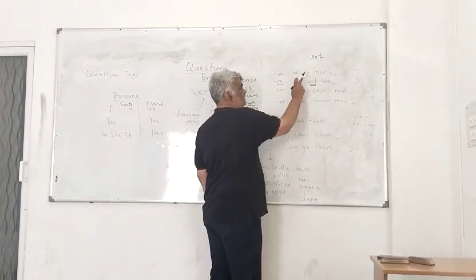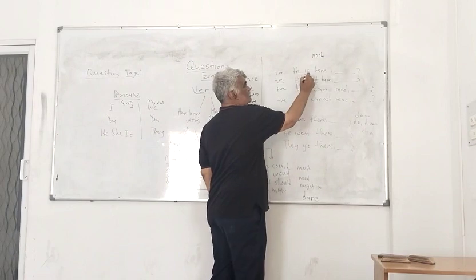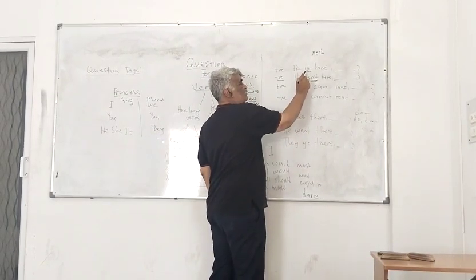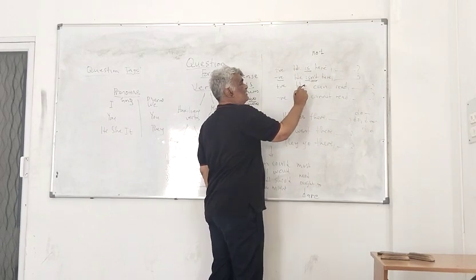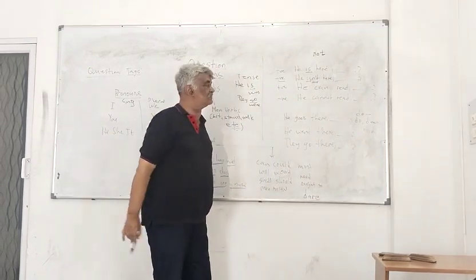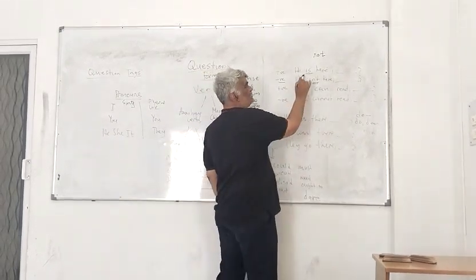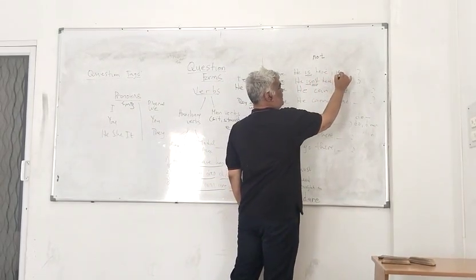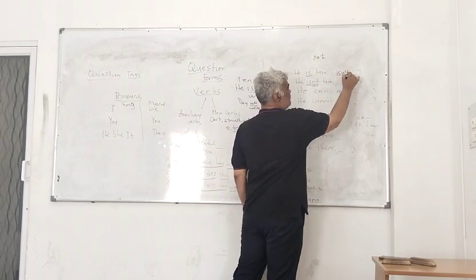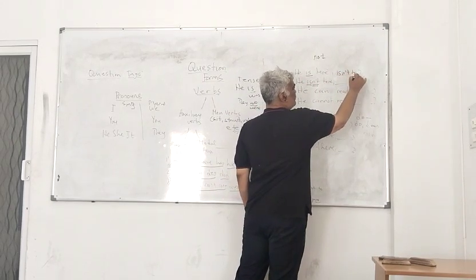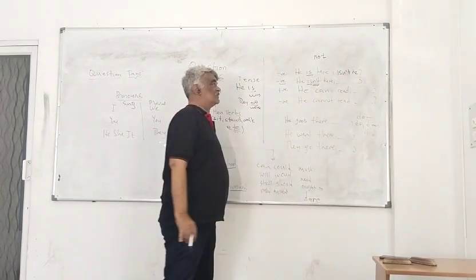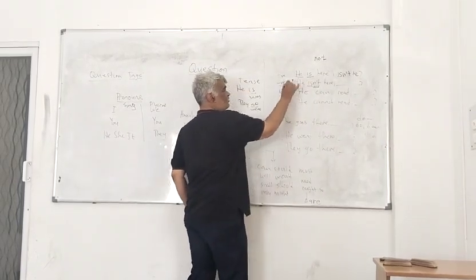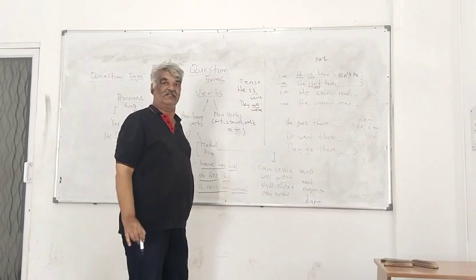In these two sentences, we have an auxiliary. The auxiliary is is. Now, how do we form the tag? If the sentence is positive, take the auxiliary, make it negative, and add the pronoun form of the subject. Now, this is the subject. The subject is already a pronoun, right?